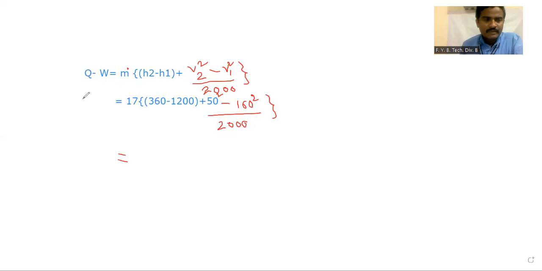Again, I think the value of Q is also given, that is minus 2. You can substitute that. Minus W. So make the calculation of the RHS terms, then take this minus to the right side. Make the calculations.